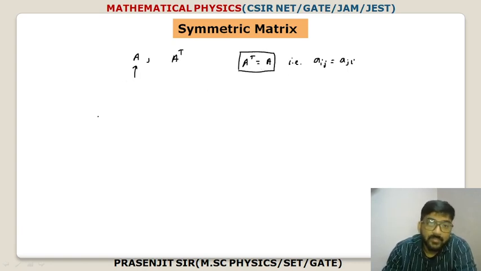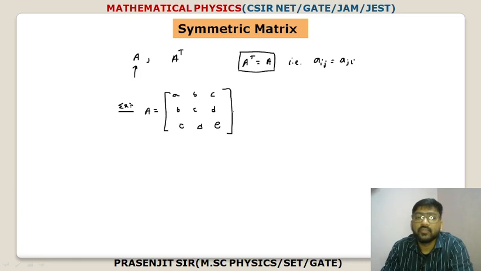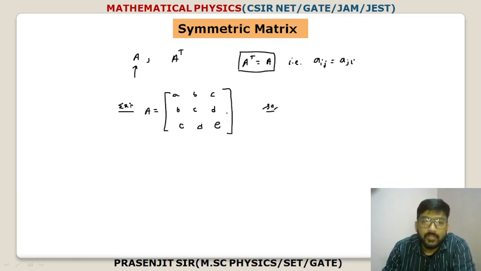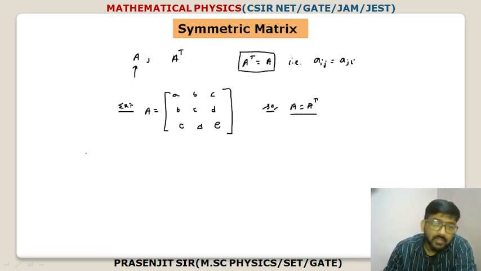Now let us take an example. We can take various kinds of examples, but let me take a standard example of a 3x3 matrix, something like A, B, C, then you can write B, C, D, and then C, D, E. Okay, and if you see this matrix A, and if you change the row and column, you can see the matrix will be the same. So you can see from this matrix easily that A is equal to A transpose, and that means that this is a symmetric matrix.